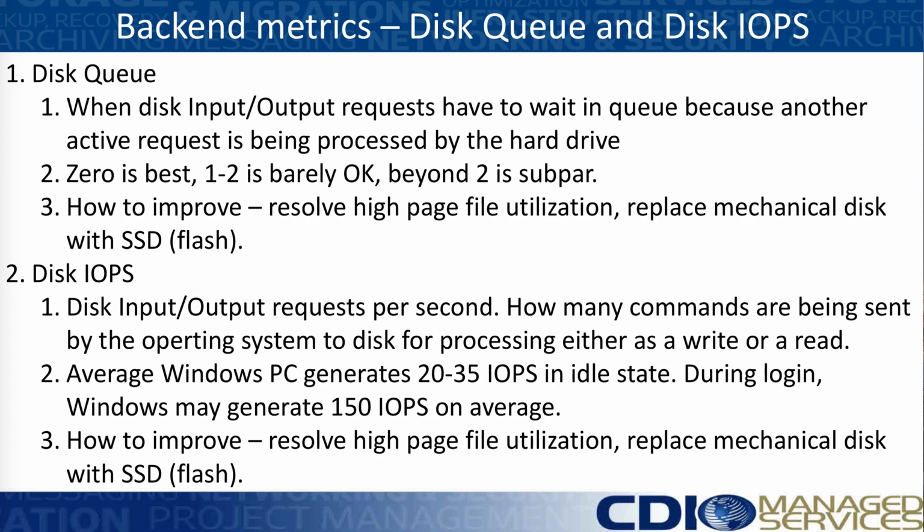Disk IOPS. Disk IOPS is the second most important metric for disk performance. So disk IOPS are actual requests that sit in that queue, right? That's the requests or commands. To give you an example, an average Windows PC generates 20 to 35 IOPS in idle state. During login, Windows may generate up to 150 IOPS on average, but then it goes down after that.